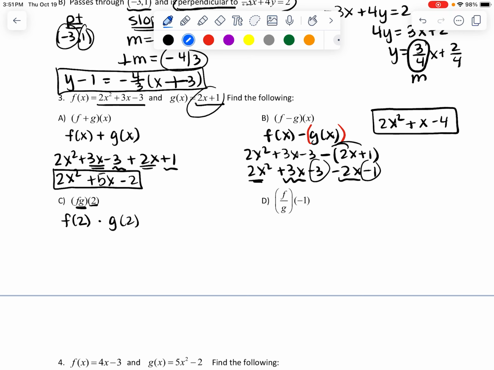Okay, so what does this mean? This guy means take 2 and plug it into f. This guy means take 2 and plug it into g. So let's go ahead and do that. If I take the 2 and plug it into f, here's f, right?